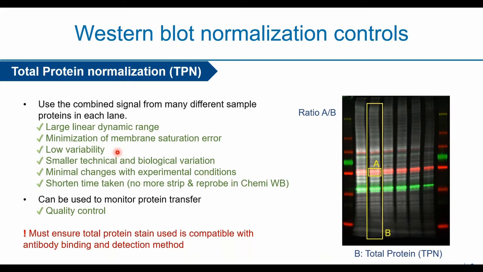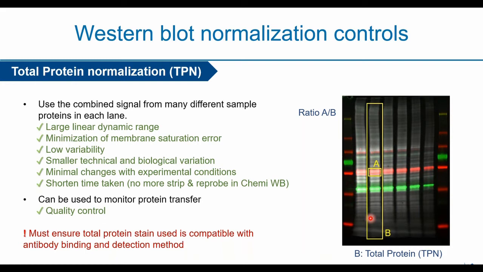It has a smaller technical and biological variation. The biological variation is smaller because the whole entire protein population of the sample is less susceptible to change than a single housekeeping protein. Like I said, a housekeeping protein is a single protein band that we use as a normalization control. But with total protein, we're using many bands. So of course, the variation will get reduced, and the chances for error also reduce.